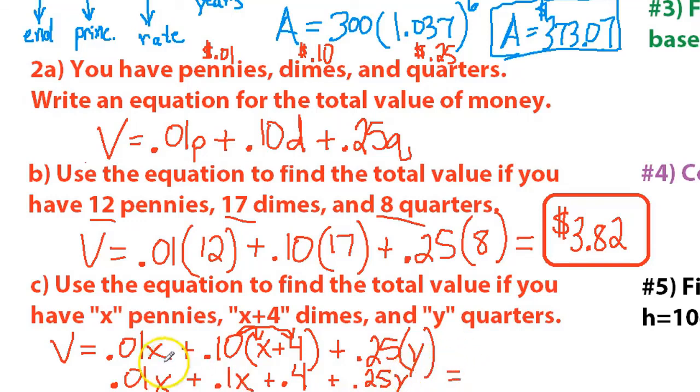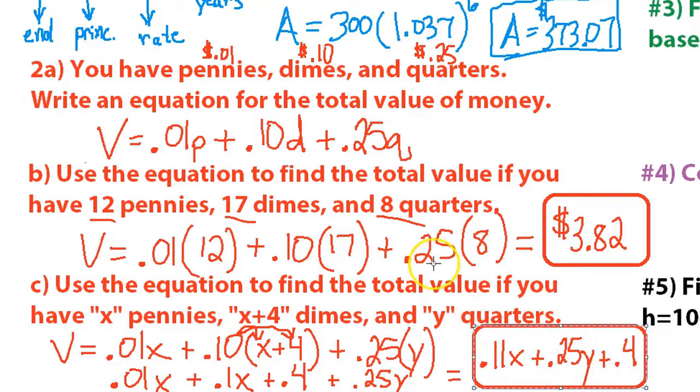Our last step then would be to combine like terms. I'm going to combine the x's with the x's. I get 0.11x. My y's with my y's. There's no other y, so I'm just going to get plus 0.25y. And then I just have this random 0.4 here that I'm also going to include. It's plus 0.4. That is the equation that they were looking for in number 2C.